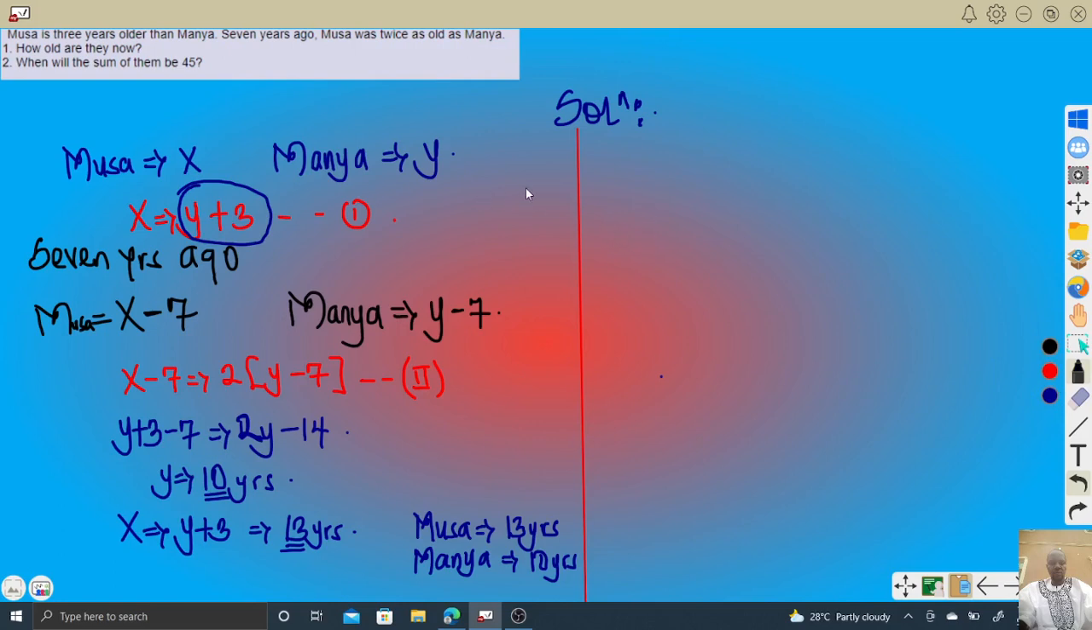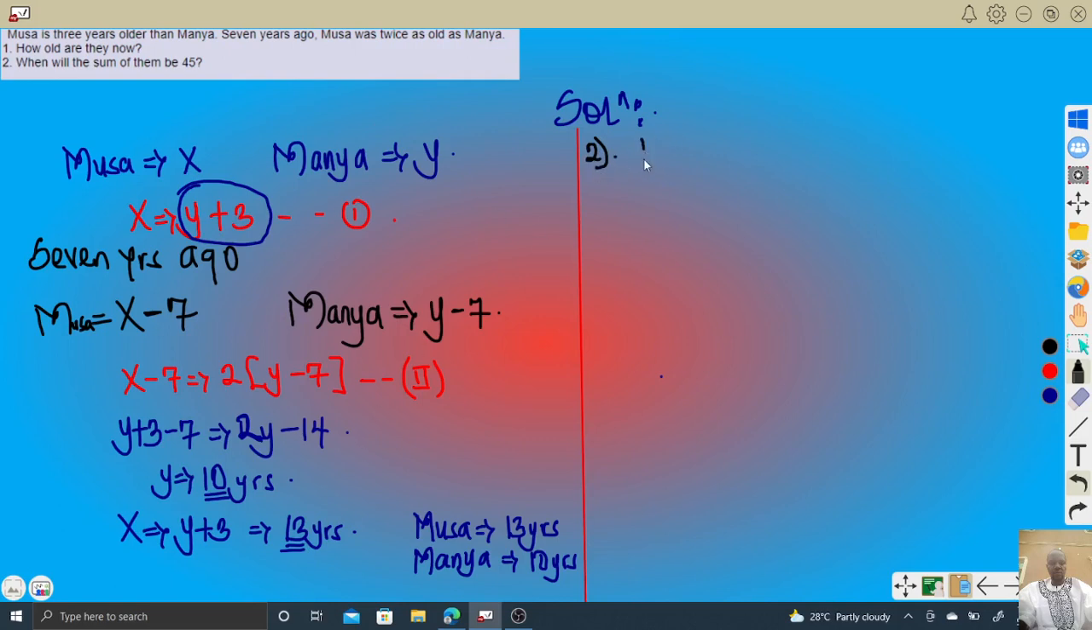So the second question says, when will the sum of them be 45, as in the sum of their ages? Presently, we know the age of Maya and the age of Musa. So we are looking at when the sum of their ages will be 45. We are doing number 2 now. When will the sum of their ages be equal to 45?